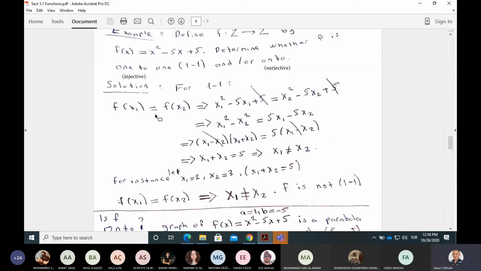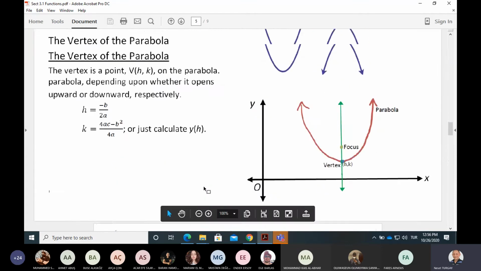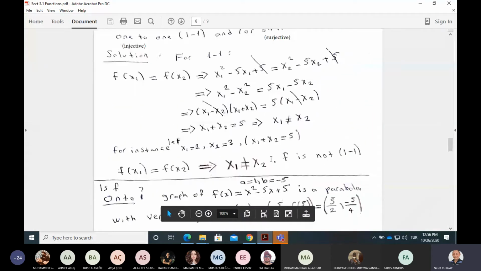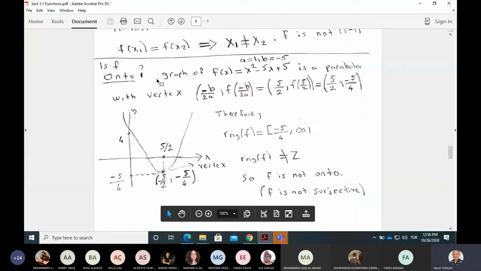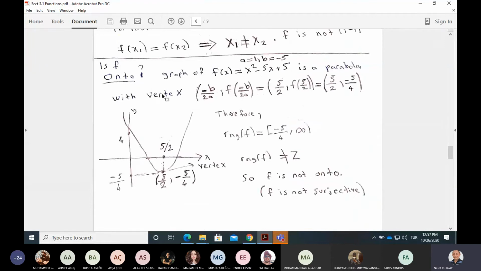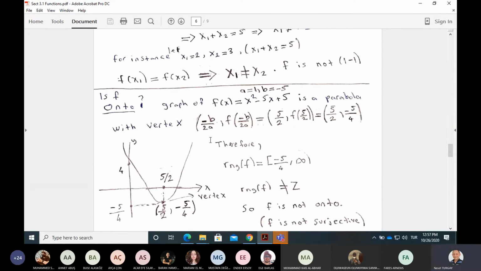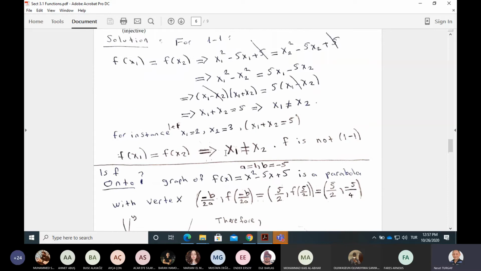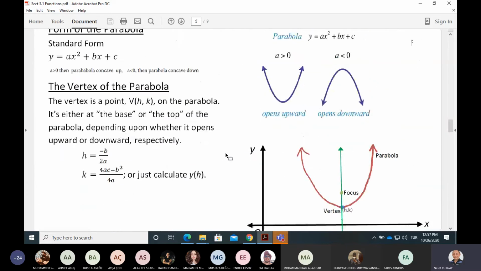Yes. Okay. The other part is now more important. No, it's also important, but all of them are important, but it's more connected to what I just explained here. Is f onto? Now, this is a parabola. Now, a is bigger than 0.